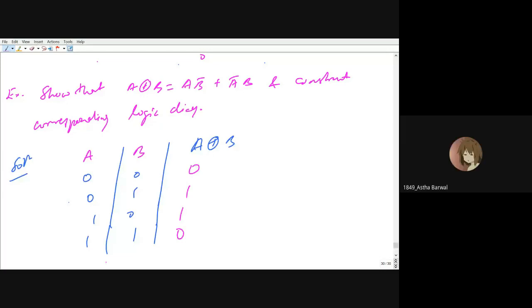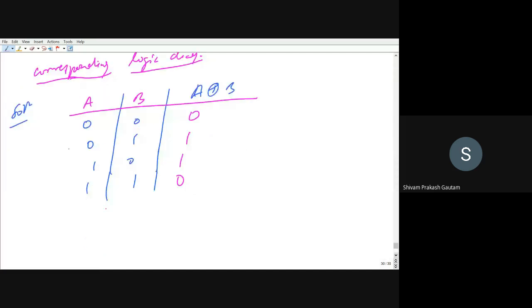Sir, in the question, what is written after AND? Construct the corresponding logic diagram. That means you have to construct a logic diagram using gates, which should be equivalent to this expression, that is A XOR B. Okay, sir. Yes.